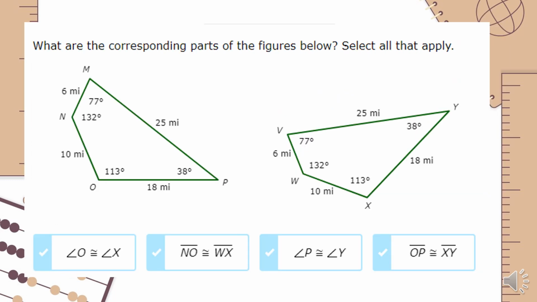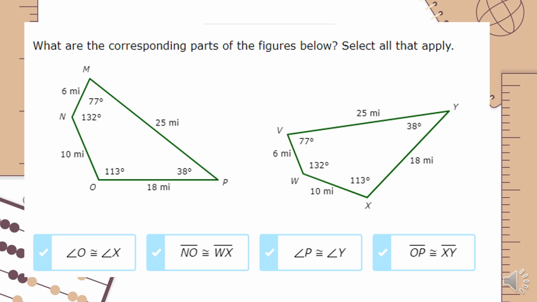Now let's move to the next shape. The shapes are not triangles, the shape is a little different, but let's see what the corresponding parts of the figures below are. Select all that apply. All the options are given to us, so we will apply the first option, angle O and angle X. See, angle O is 113 degrees and angle X is also 113 degrees. So this is applied here. Now move to the next option: line segment NO is congruent to line segment WX. See, NO is 10 miles, and WX is also 10 miles, so both are congruent.